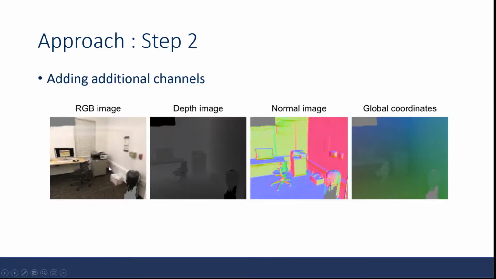The authors then added additional channels. In addition to the RGB and depth channels, they added the normal-to-surface channel and global coordinates. The benefit of global coordinates is that they are invariant to different views and have only one representation in one scene.